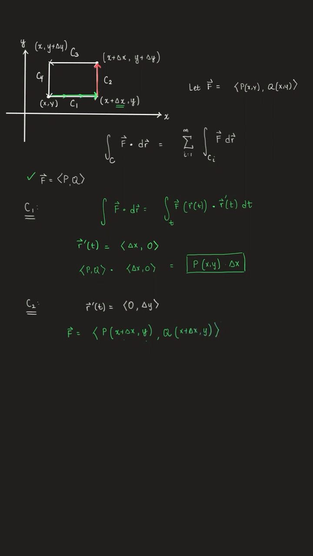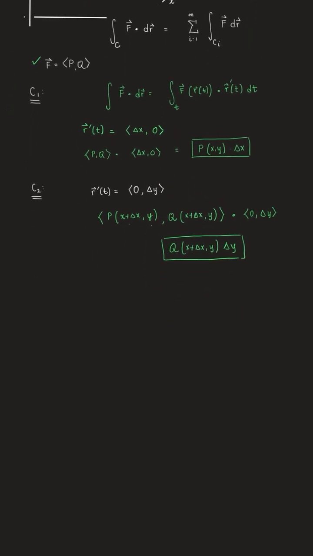And this will be dotted with (0, delta y), and so you can see we get a component that only has Q at (x plus delta x, y) times a little delta y. So let's put a little rectangle around that too, since that's going to be important to come back to when we add them all up. And again, this represents the circulation of the vector field along the line segment C2.